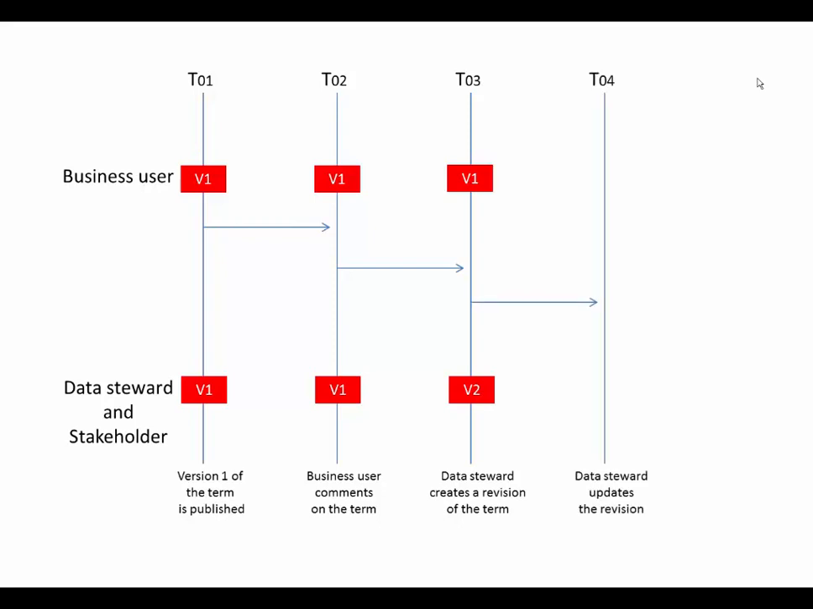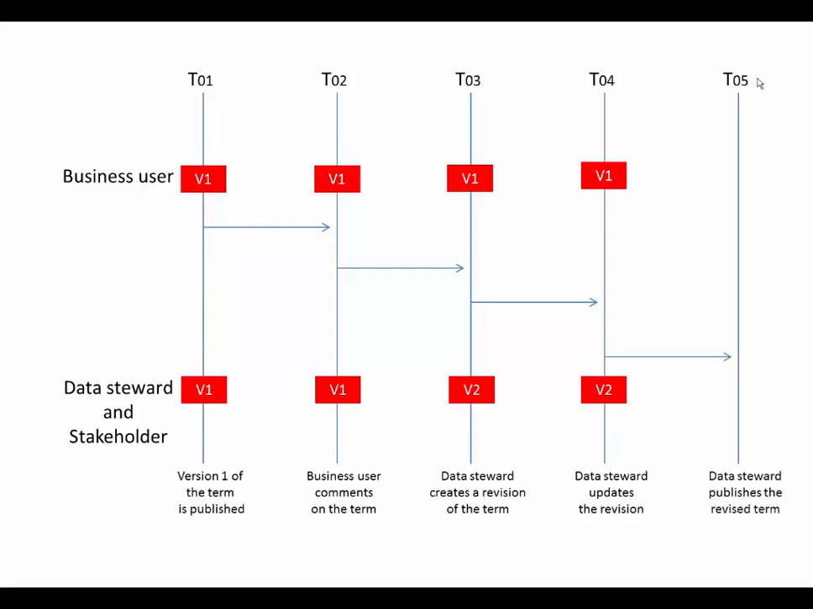The data steward updates the term properties. The stakeholders and data steward see the revision which is in draft, while the business user sees the current published version. After a review from the stakeholders, the data steward publishes the revised term. The business user now sees the updated term, and so do the data steward and stakeholders.